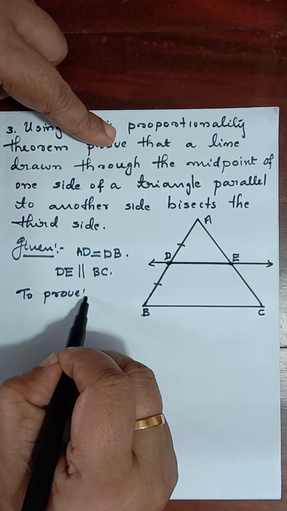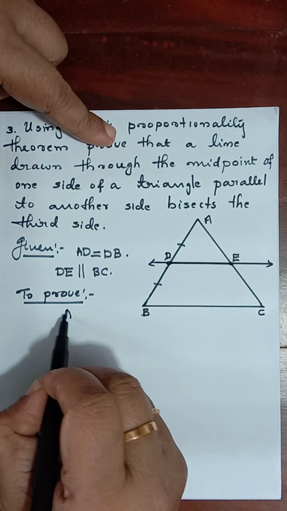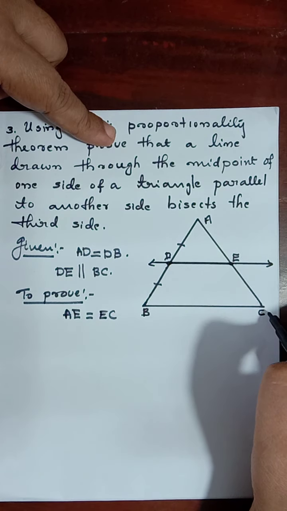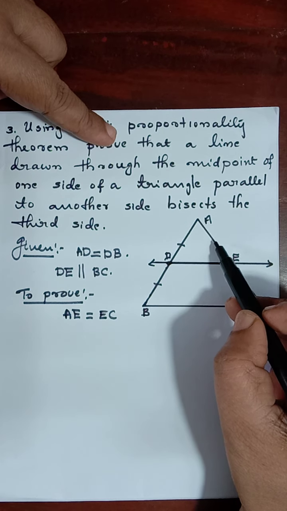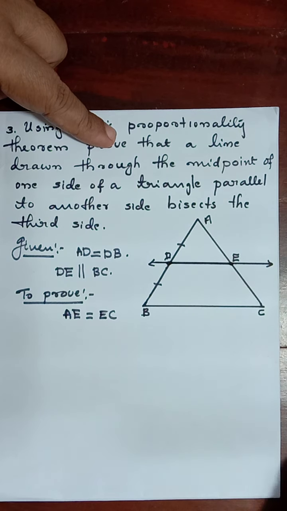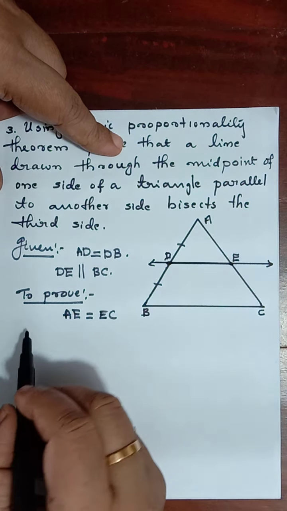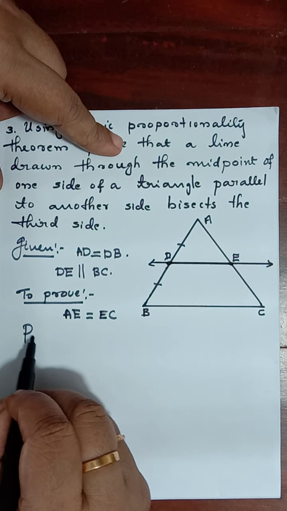Okay. To prove. What is to prove? We have to prove AE equal to EC. The third side is bisected. That is to be proved. AE equal to EC we have to prove. Okay. Now here we have to use the basic proportionality theorem, it seems. We can use. How? Now that comes as the proof.